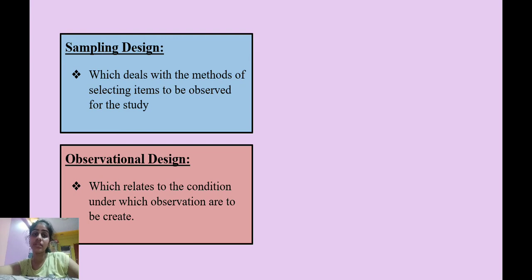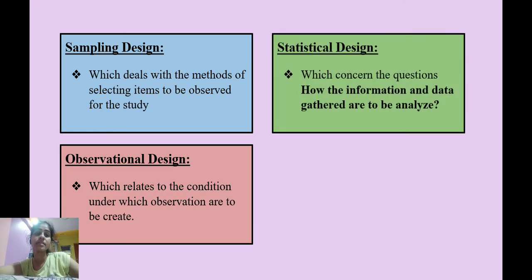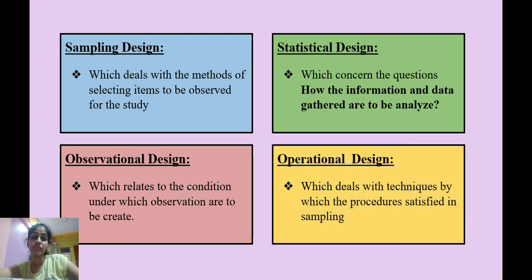Observational design, which relates to conditions under which the observations are to be created. So observations are created in which condition this research is done in the observational design. Statistical design. Statistical is related to the data, how the data is gathered and how it will be analyzed. Operational design. It deals with the techniques by which the procedures satisfy in sampling. Operational design is technical, which deals with the procedure.